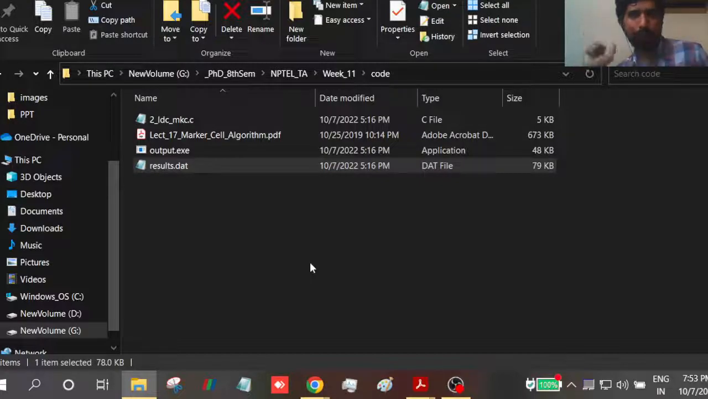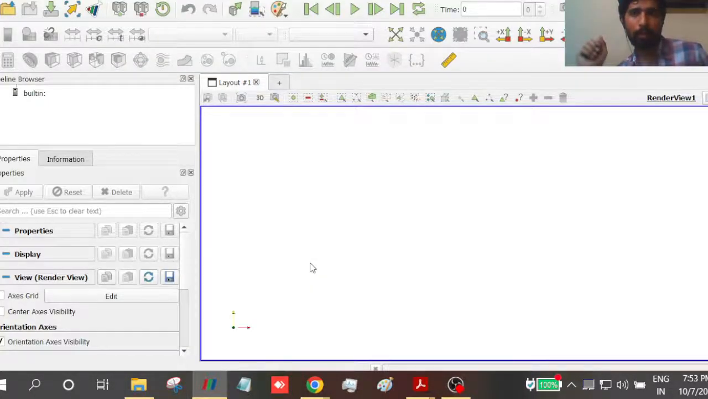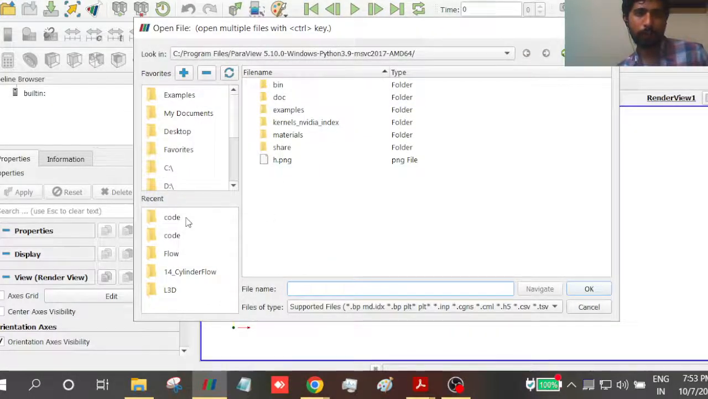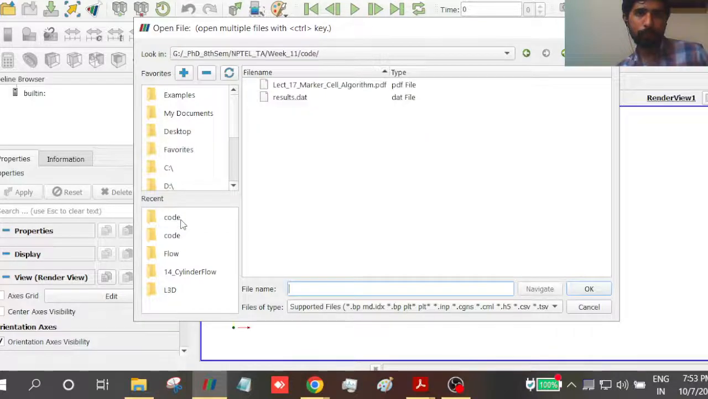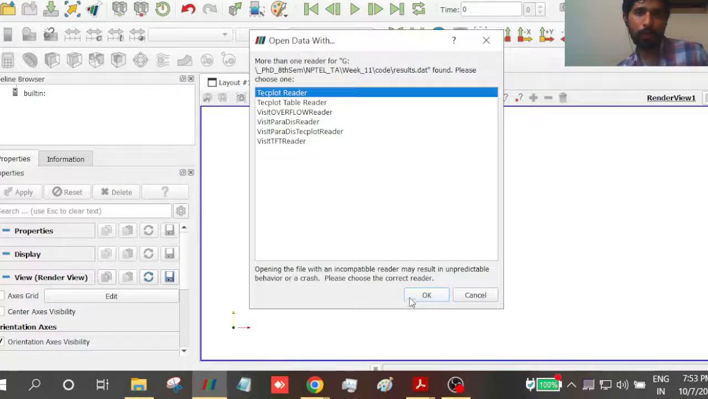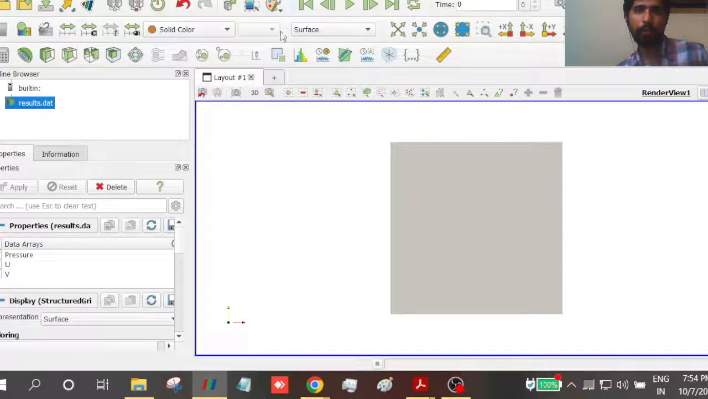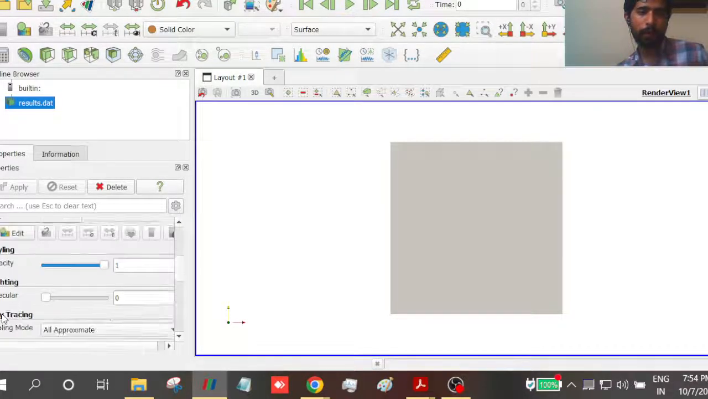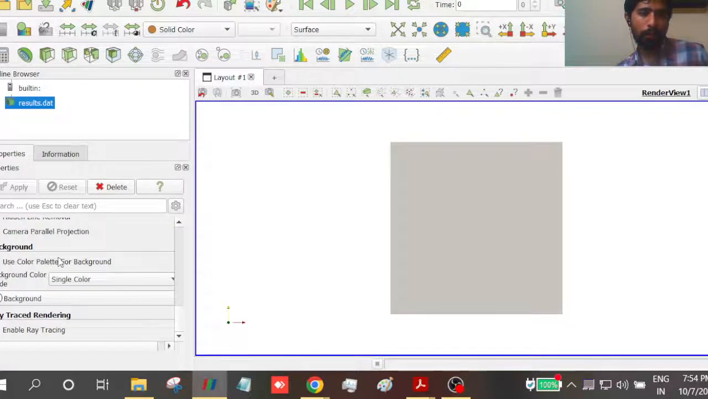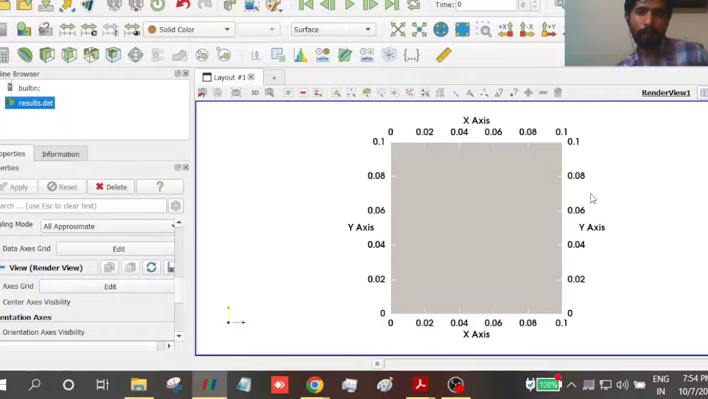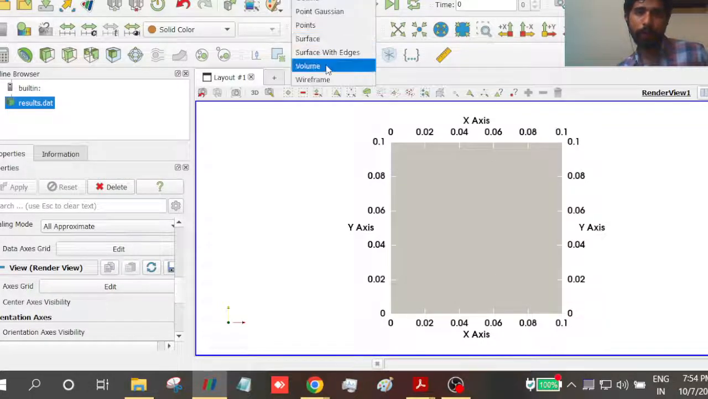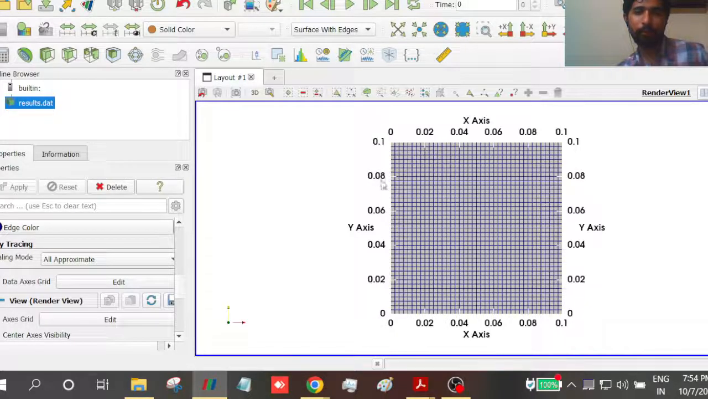In Linux, it is very easy actually. All the things come preloaded, so it's pretty easy there. But in Windows also, I have told how to run this code. Now I'm trying to visualize the flow field using the ParaView software, which is open source software. This is basically the domain. If I write the data access grid, you can see that the length and width are 0.1 and 0.1. Then you can see the grid also. I have used a very coarse grid here, 40 cross 40.